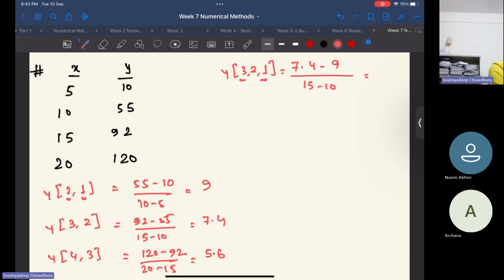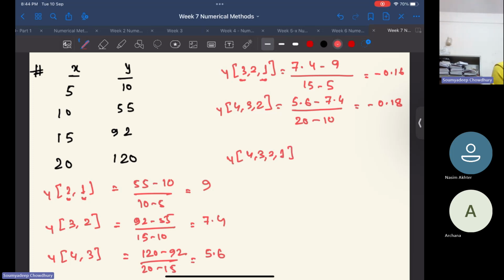So it is minus 1.6 by... Oh, sorry, 15 minus 5, right? It is minus 0.16. Y432 is 5.6 minus 7.4 by x4 20 minus 10, which is minus 0.18. And the third order, 4321: minus 0.18 minus of minus 0.16 by 20 minus 5. So it is basically minus 0.02 by 50.